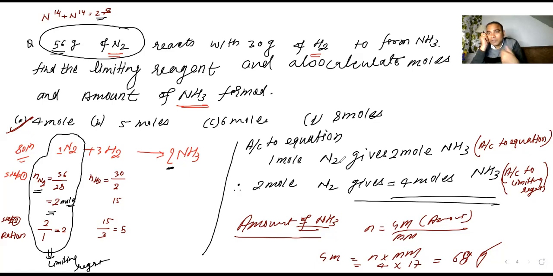If you are not dividing, then you need to calculate by both methods: in case of N2 and in case of H2. Yes or no? Then whichever gives the lesser amount of product, that will be our limiting reagent. So in case of N2, we calculated you got 68 gram. How much are you going to get in the case of H2? You calculate that.